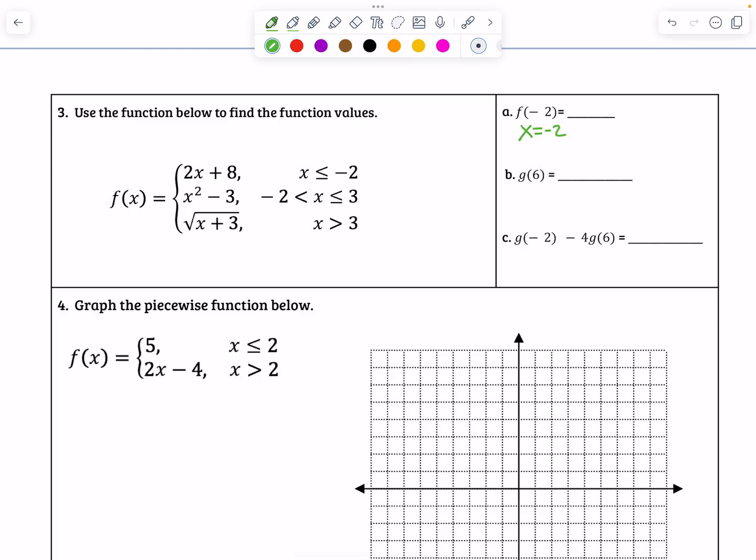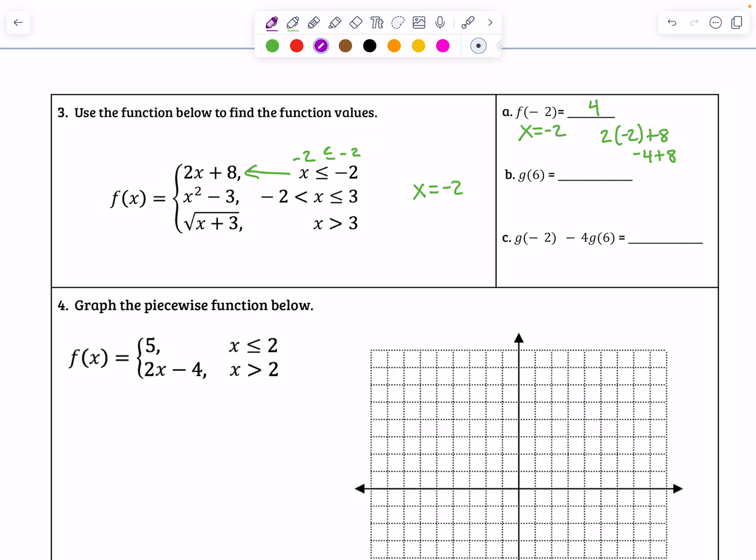that make sense. And so I just usually like to write it closer to my function and think through, is -2 less than or equal to -2? And it is. So we got to plug it into this piece of the function. So that would be 2 times -2 plus 8, which is -4 plus 8, which just gives us 4. So that's it for that part.